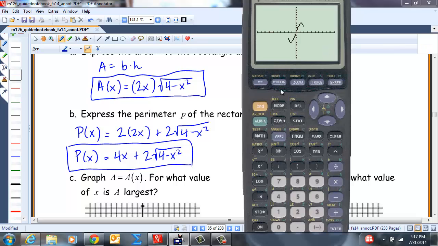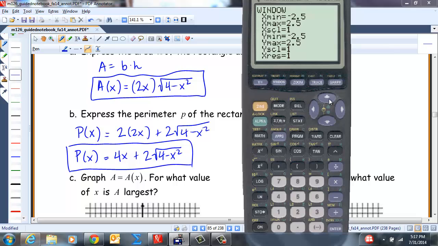Interesting graph there. Okay, so let's zoom in on this so we can get a better idea. It looks like... So I'm not sure why it doesn't go all the way down to 0. Let's play around with the window. It might be something to do with the resolution.